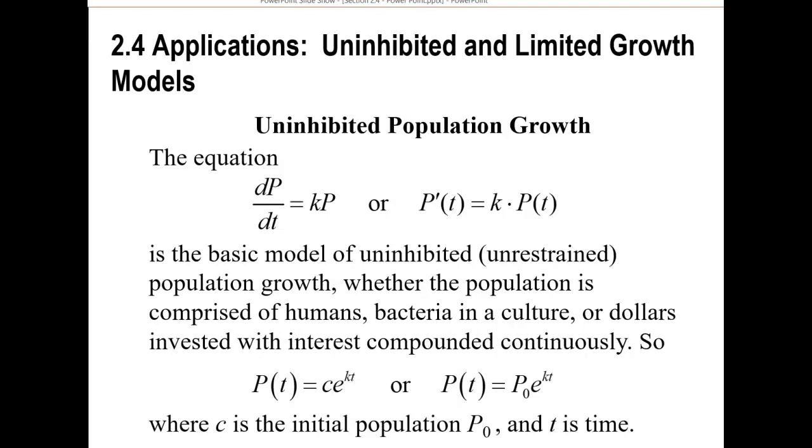All right, uninhibited growth, population growth. This is one of the main applications we use this model for. All right, so our equation, derivative of P with respect to t equals kP, or P prime of t equals k times P of t, is the basic model of uninhibited or unrestrained population growth, whether the population is comprised of humans, bacteria in a culture, or dollars invested with interest compounded continuously. So in other words, there's no bound on how big the amount can get, uninhibited growth.